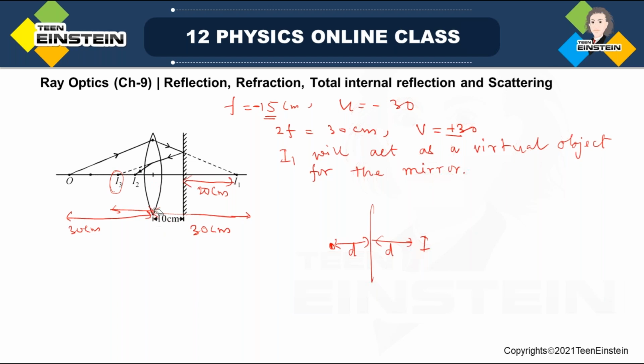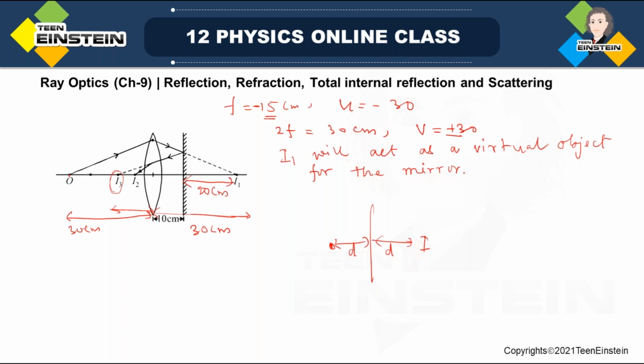Just look here, see what happens. After refraction of the ray from object O, it gets reflected again by the mirror. That reflected ray would have met here at I3, but due to this lens, this reflected ray again gets refracted and forms the image finally at I2. I hope you are understanding my language.